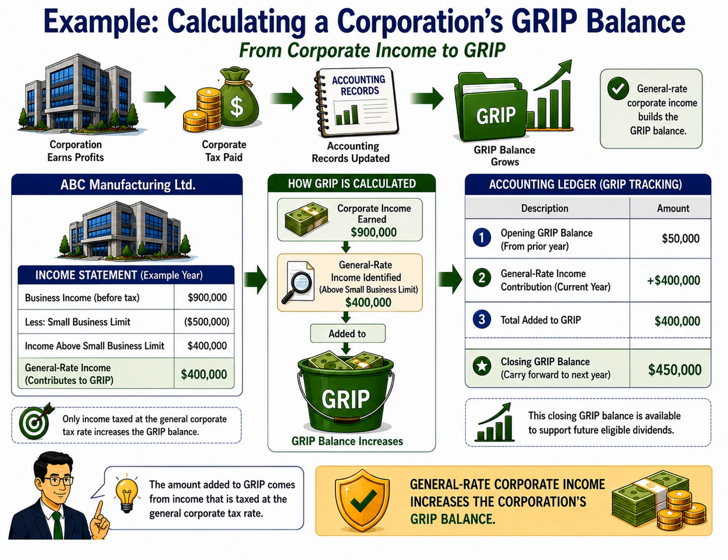The key takeaway is simple. Calculating GRIP begins by identifying the corporation's general rate income. That amount is added to any existing GRIP balance, creating an updated balance that will be available to support future eligible dividends. Accurate tracking of this balance is an essential part of corporate tax reporting and dividend planning.